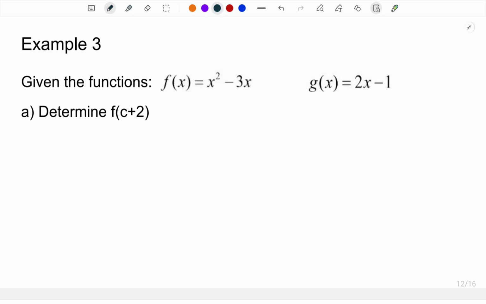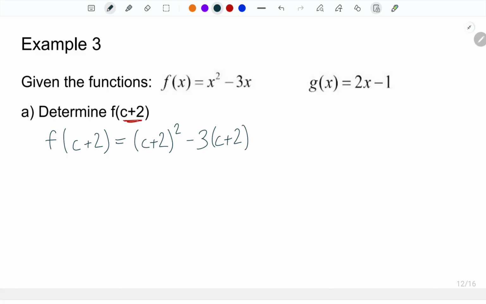Okay, so f of c plus 2. This might look a little different, but we just need to use the same sort of idea as we've been using before. Whatever is inside the bracket, in this case it's c plus 2, plug into your function. So it feels odd because it's not just a single thing. And in fact, it's not just a number, it's a variable in there. But again, just replace x with whatever's there. So now wherever I see x for f of x, replace it with c plus 2. So it's c plus 2 squared minus 3 times c plus 2.